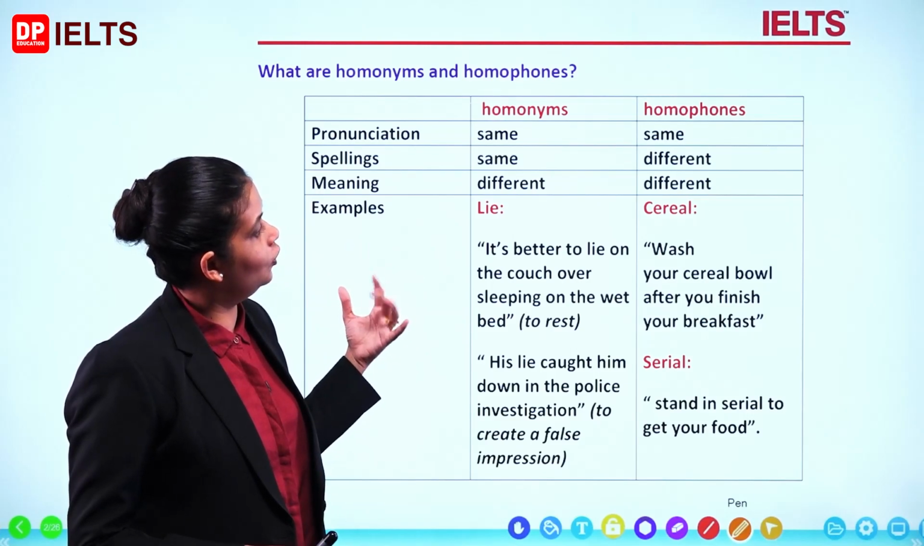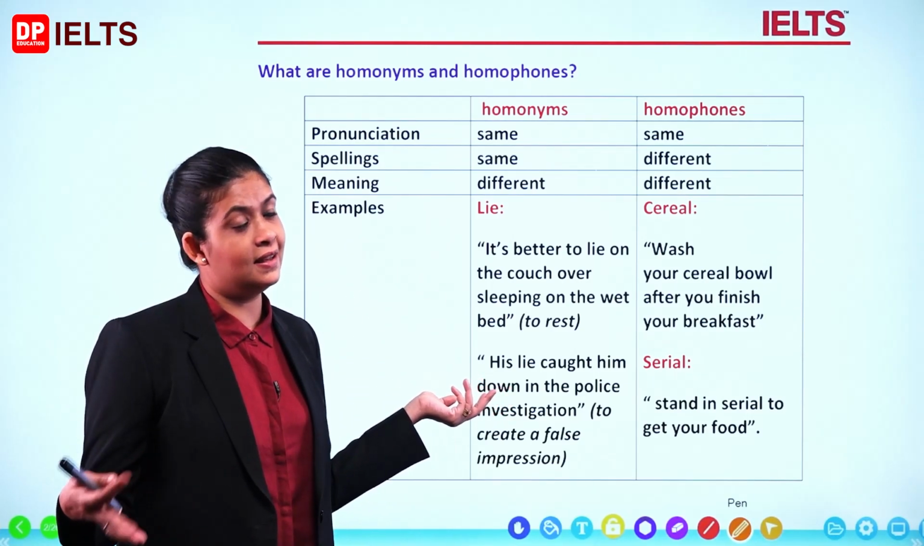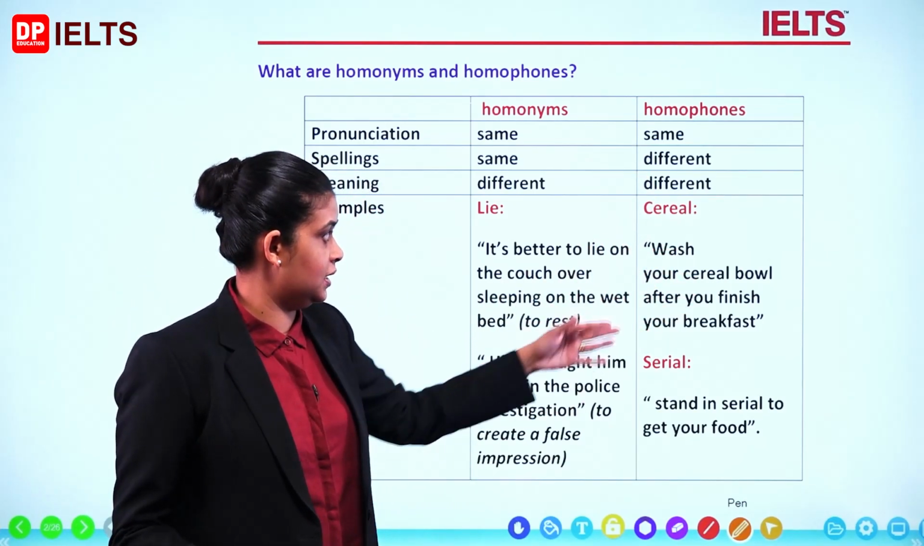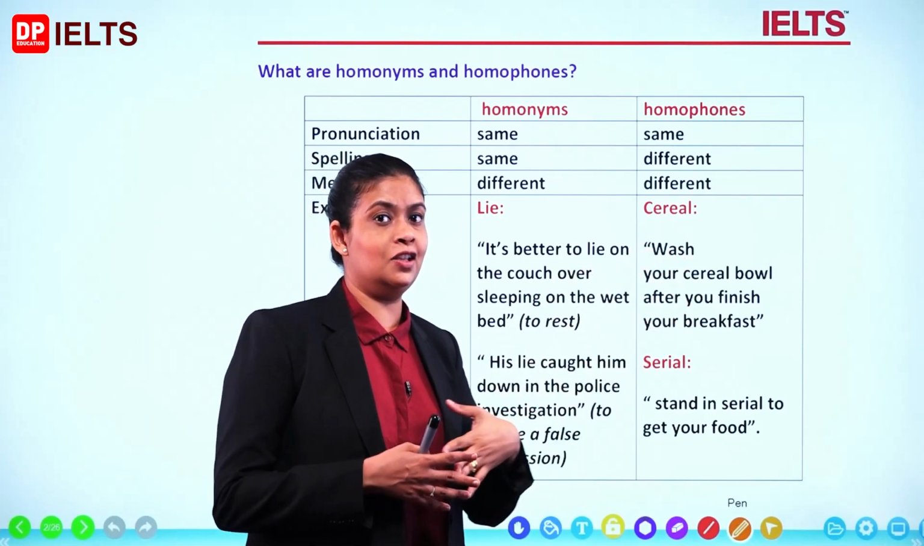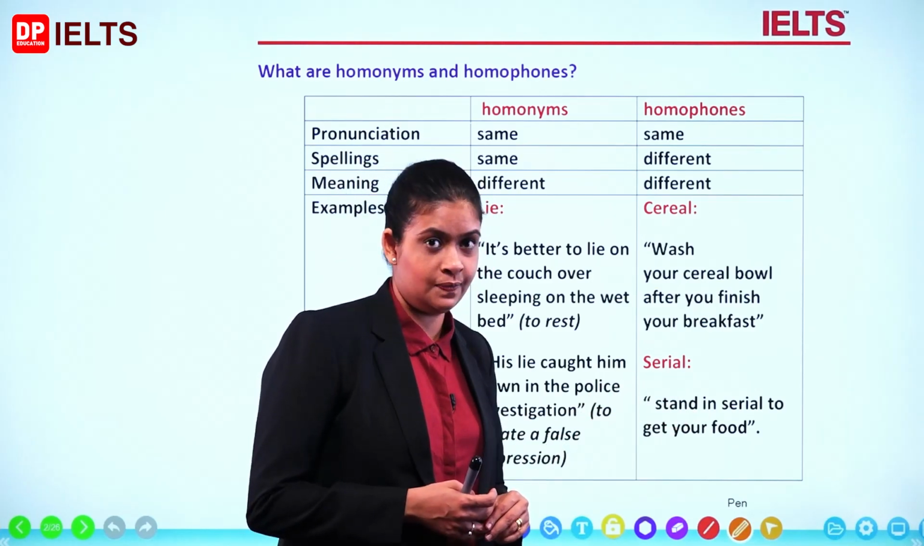On the other hand, homophones have the same pronunciation, which I told you, like sun, sun. But the spellings are different, meaning is also different. It's like cereal, cereal, okay? So this cereal is something that you eat. And this serial is a series of numbers, right?